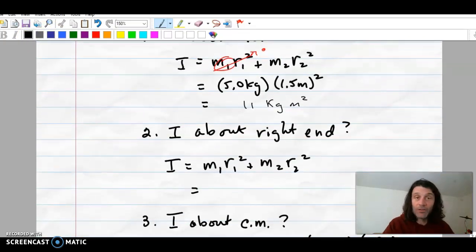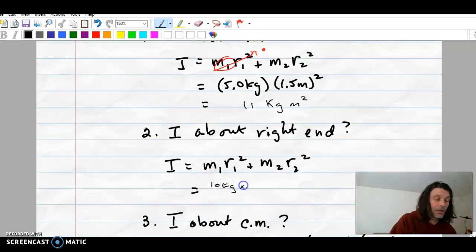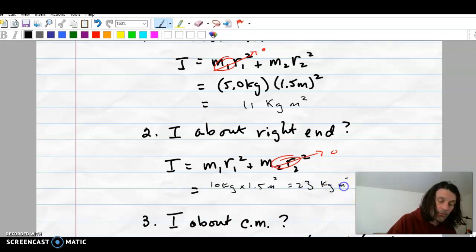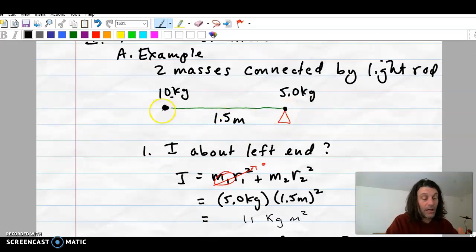So if you have more mass, you're going to have more resistance. So this is going to be 10 kgs times 1.5 meters, and that's going to be squared. And the m2 times r2 is what goes away. And in this case, what this ends up equaling is 22 or 23 kilogram times meters squared. Okay, now that should make sense that it's bigger because it's a larger mass and its distance is the same, but the mass went bigger.